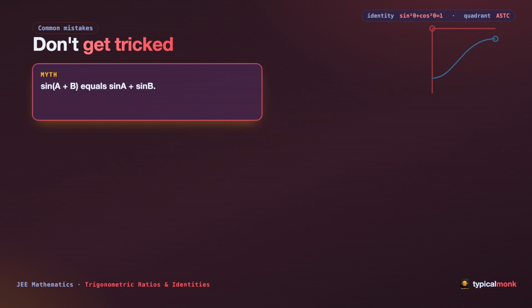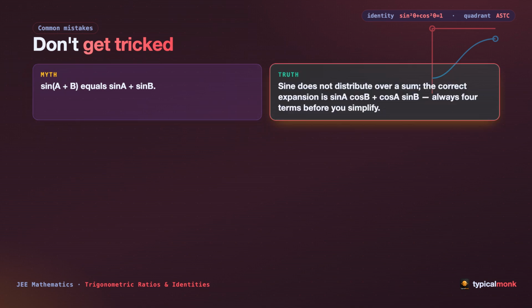2 myths that trap thousands of students every year. Myth 1. Sine of a plus b equals sine a plus sine b. It feels natural. Surely sine behaves like a straight line and spreads across the addition? Lisa believed this for weeks. But here is the truth. Sine does not distribute over a sum at all. The correct expansion is sine a cosine b plus cosine a sine b. Always 4 terms before anything simplifies.